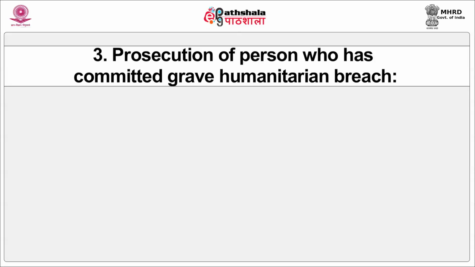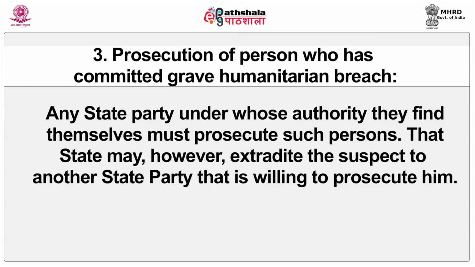3. Prosecution of persons who have committed grave humanitarian breaches. Any state party under whose authority they find themselves must prosecute such persons. The state may, however, extradite the suspect to another state party that is willing to prosecute him. Individuals accused of violating humanitarian law may also be tried by an international criminal court.